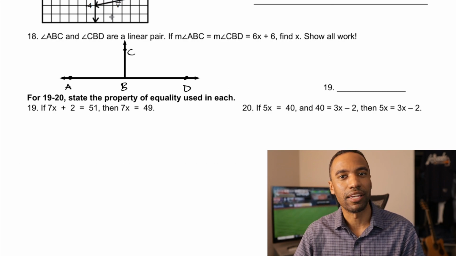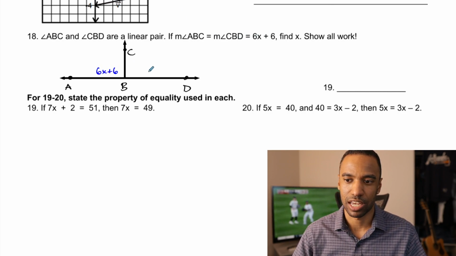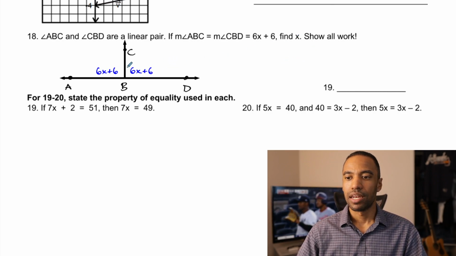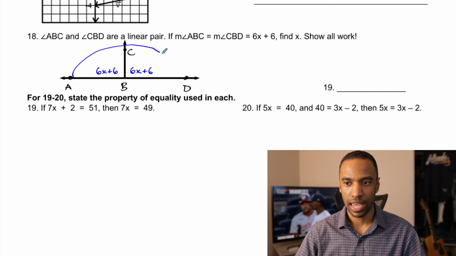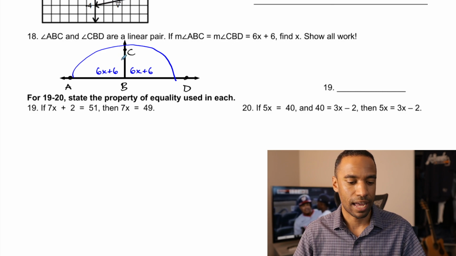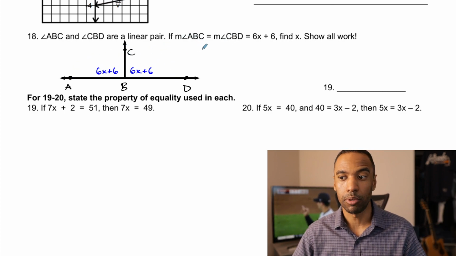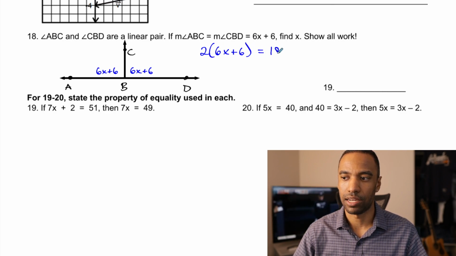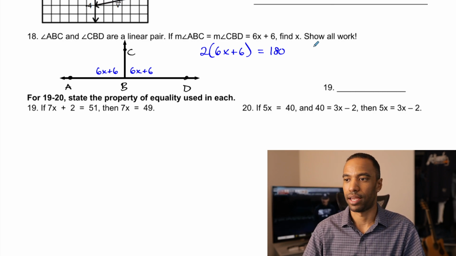Basically, this is an angle bisector, right? These are both 6x plus 6. 6x plus 6 here, 6x plus 6 here, both the same thing. It says find x. Now, the last thing that you want to remember, guys, is because it's a linear pair, this is a straight angle, semicircle basically, adds to 180 degrees. So if I add these two up, or if I double the 6x plus 6's, I'm getting 180 degrees. There's your setup. Let's go ahead and solve for x.